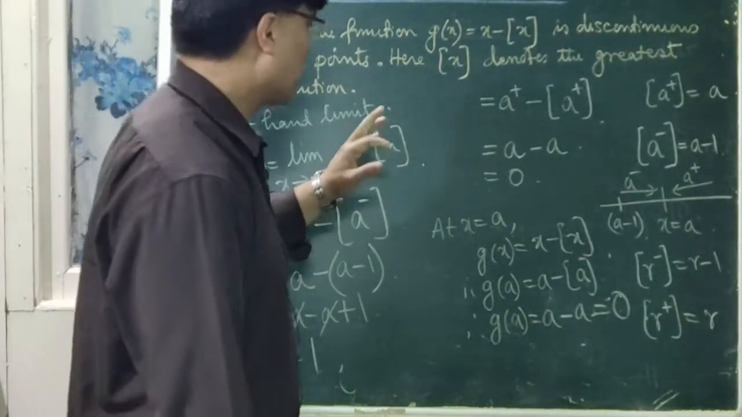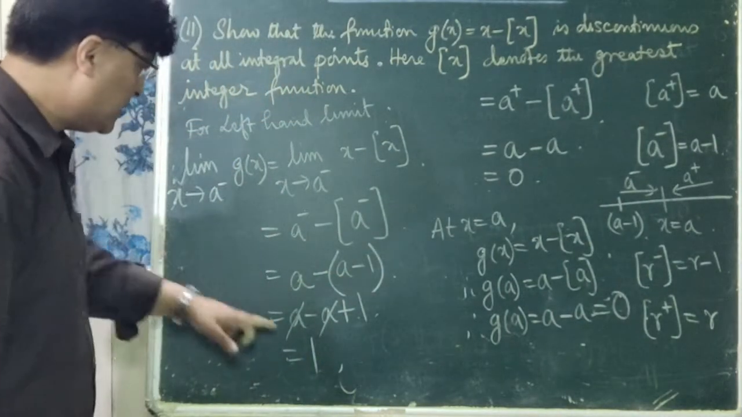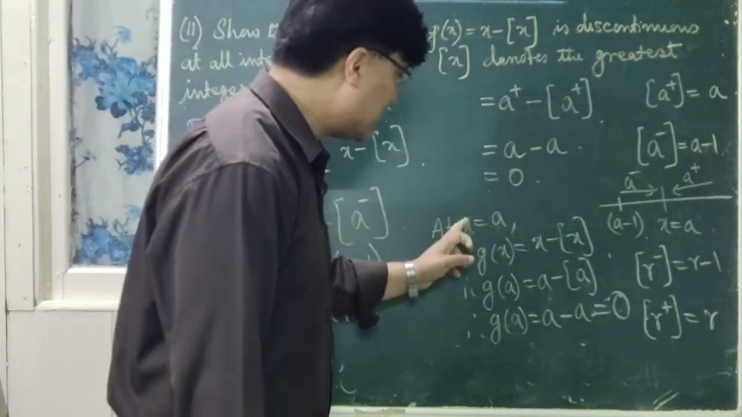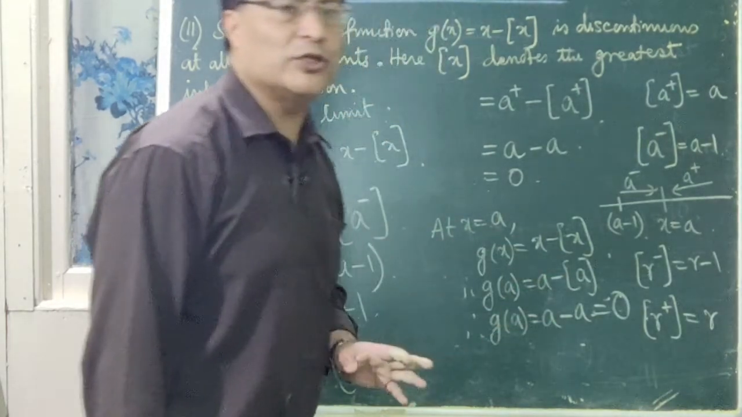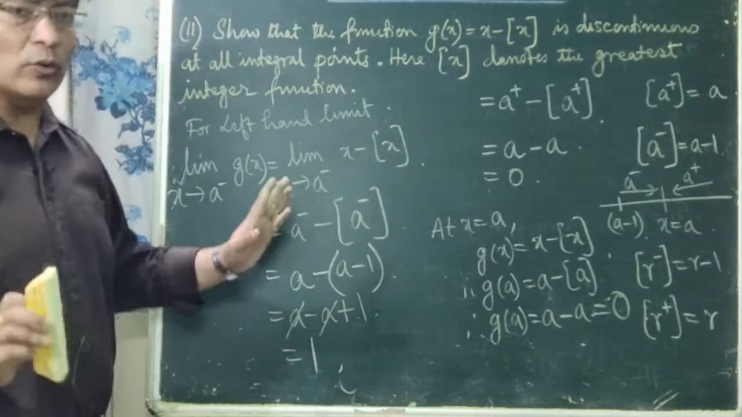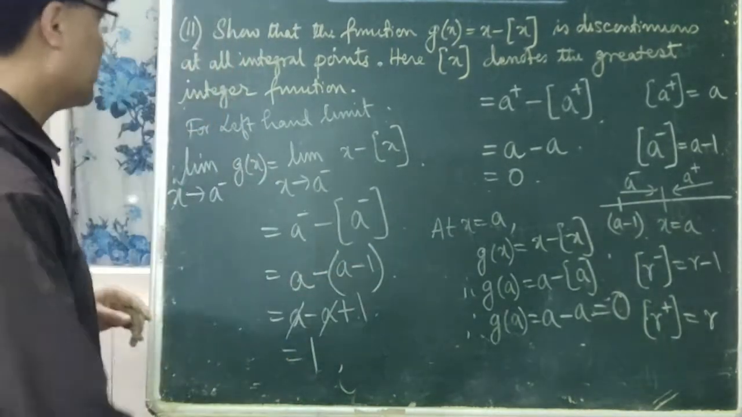So we have got the right hand limit equal to 0, left hand limit equal to 1, and at x exactly equal to a, what is the value of g of x, which is equal to 0? Are these three equal? No. That means the given function g of x is discontinuous. Is that clear to all of you?